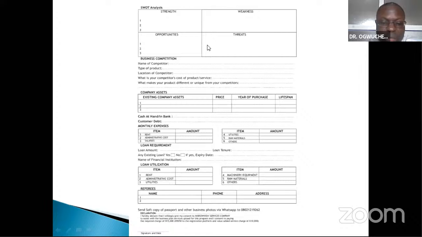Utilities, how much you spend on water bill, on electricity bill, that's what you indicate. Then machineries and equipment, how much you bought the equipment and machineries you require for office use. Raw materials, same also. So you'll be able to give us the sum total. And then the last section of this one here is referees' names and phone numbers. So you give us the referees' names and phone numbers, 2 of them.